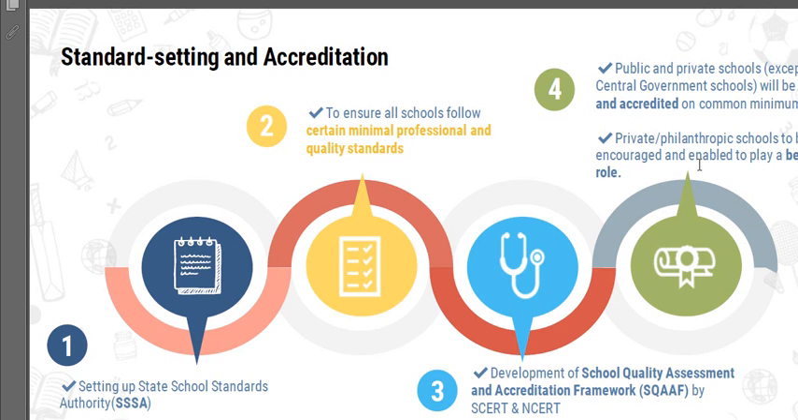Number 4. All public and private schools, except the central government schools, will be assessed and accredited on common minimum criteria. Private philanthropic schools to be encouraged and enabled to play a beneficial role.